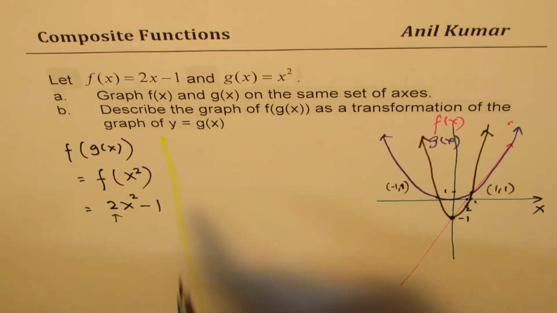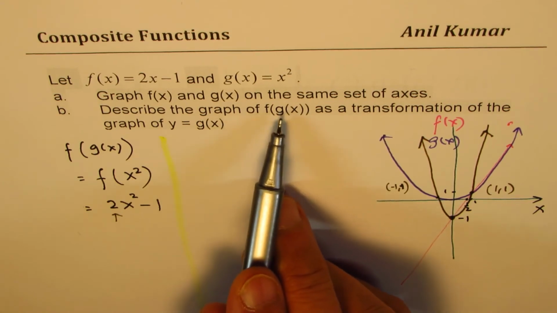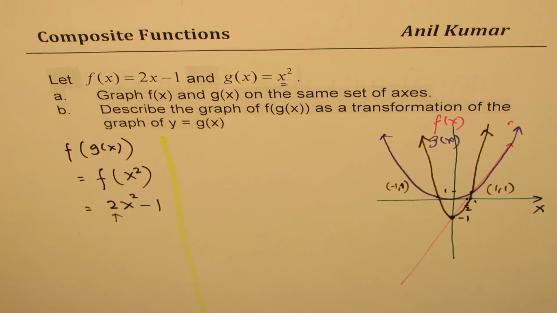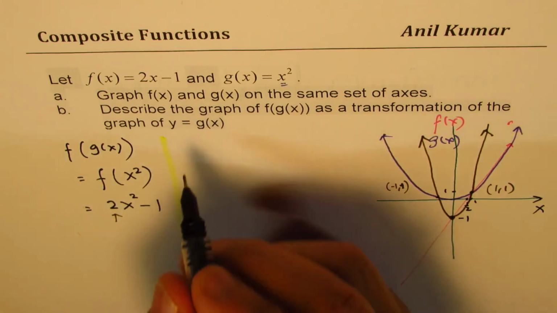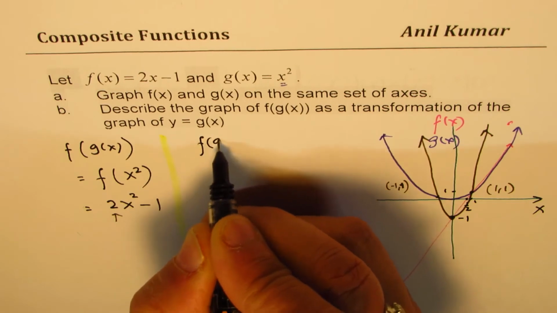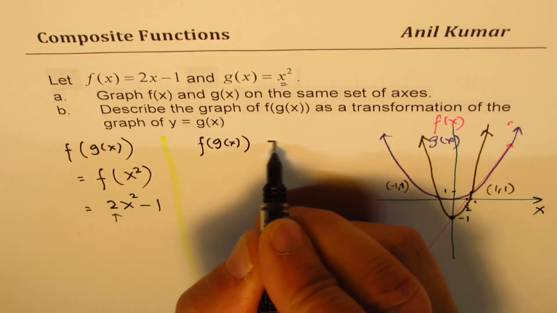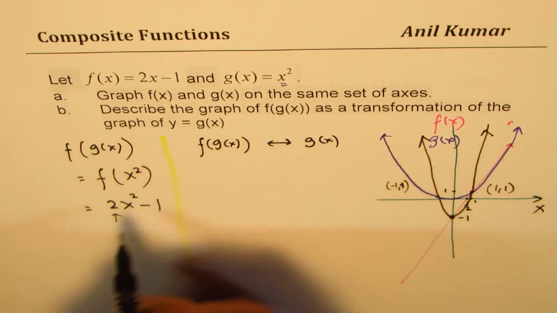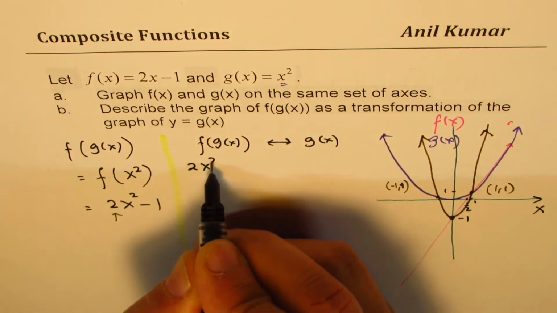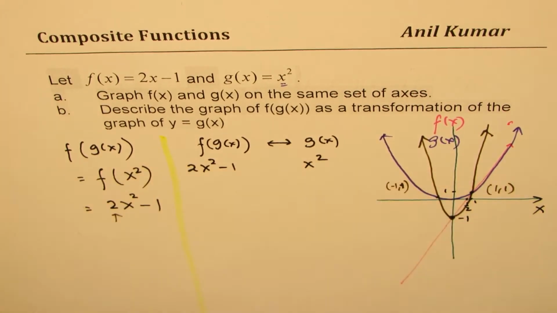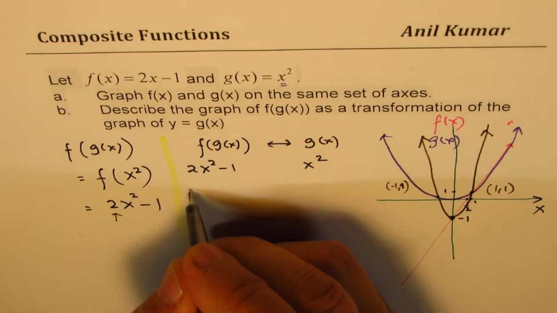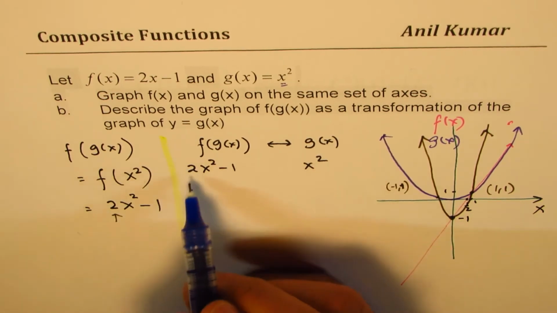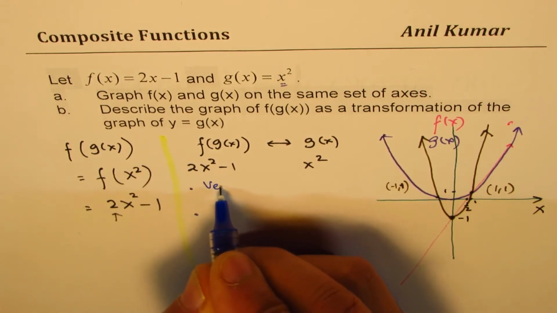Now here, we have to describe the graph of f of g of x as a transformation of this. Perfect. So let's describe. We are talking about two graphs. One is f of g of x, and we are comparing it with g of x. We have 2x squared minus 1, and this one is x squared. So the transformations are very clear. You can always write these. Vertical stretch by a factor of 2.